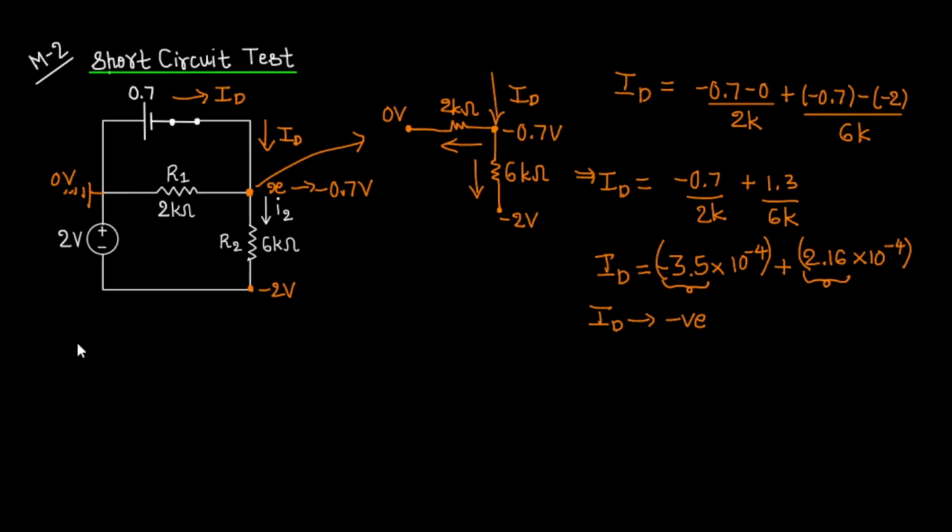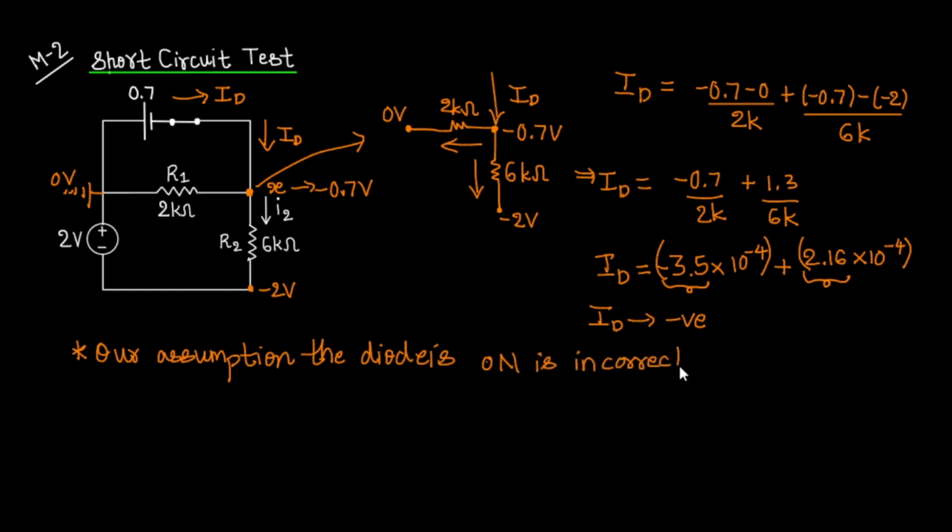So this is the conclusion. Our assumption that the diode is on is incorrect. Therefore, since our assumption that the diode is on is incorrect, the diode is off.